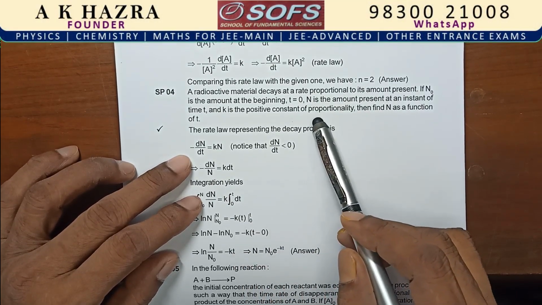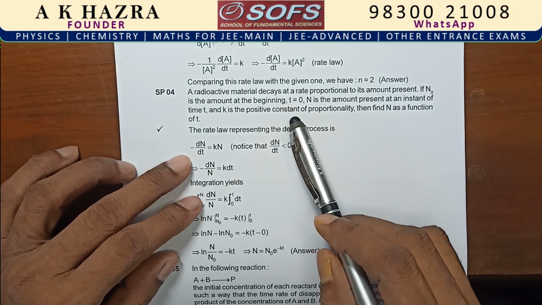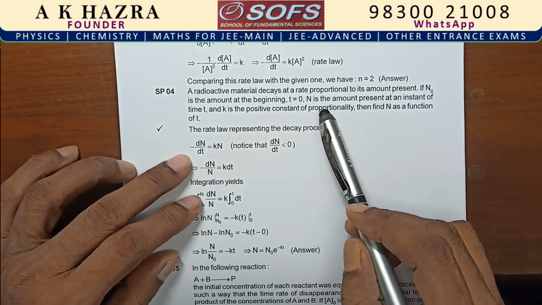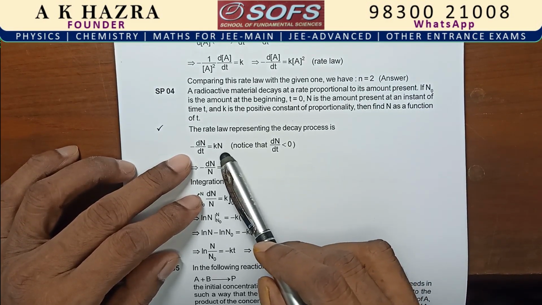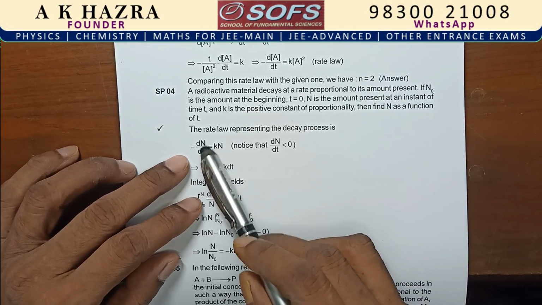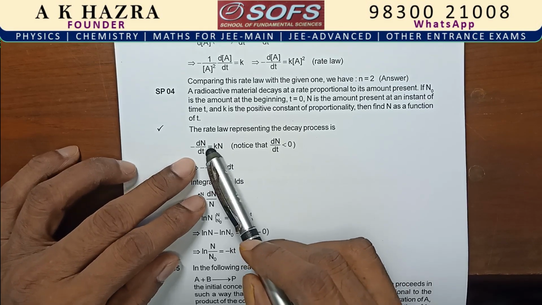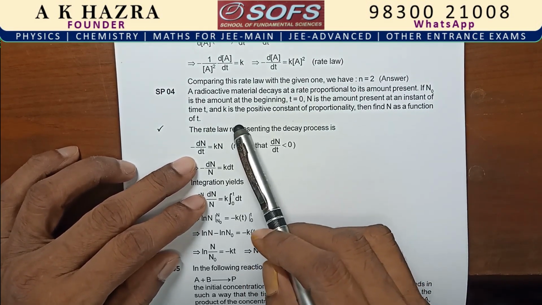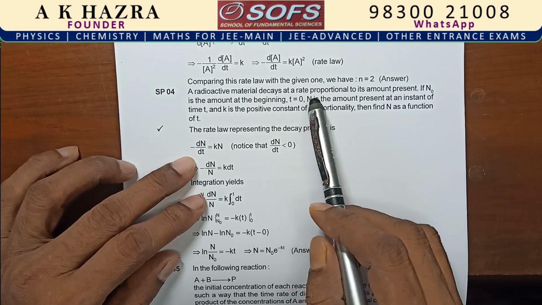N, the number of radioactive atoms present at the moment of time t, and proportionality constant k is given. So dN/dt is equal to kN, but be careful. N is what? Decay means N decreases.